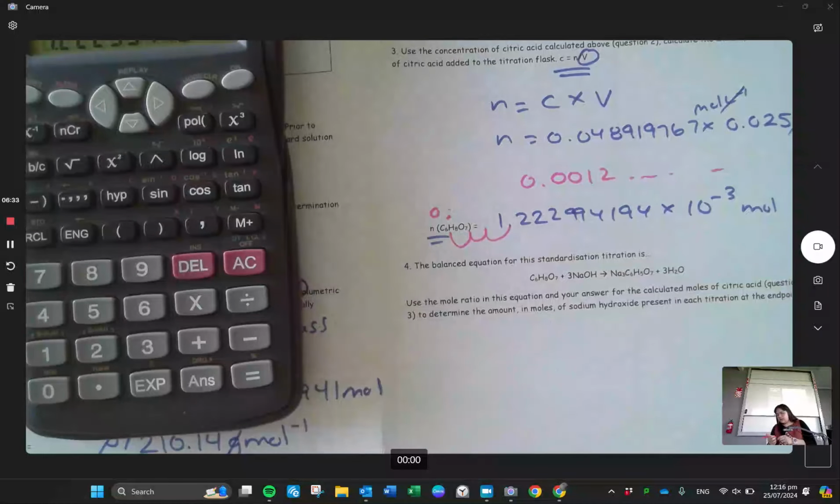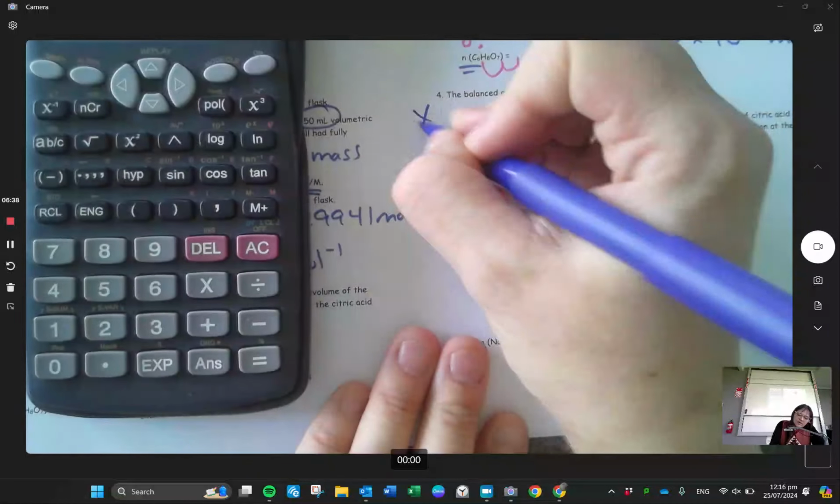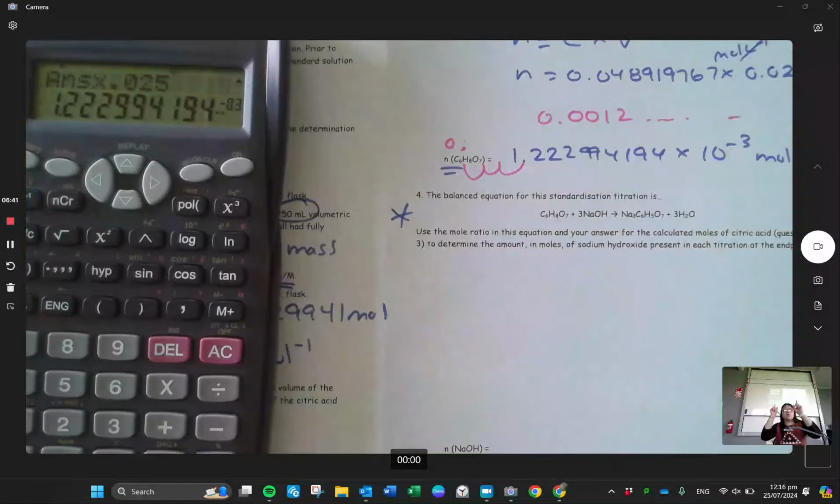But don't need to do that. All right, next one. This is the one that's probably going to trip you guys up the most, and that is the conversion for the ratio.